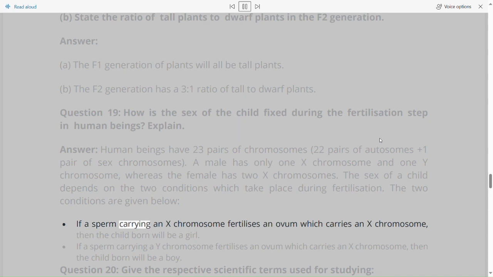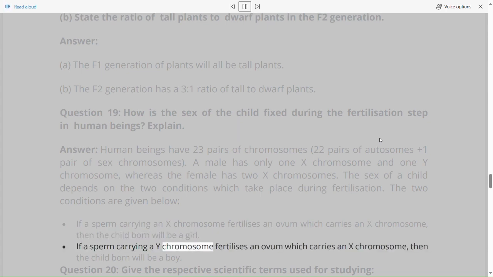If a sperm carrying an X chromosome fertilizes an ovum which carries an X chromosome, then the child born will be a girl. If a sperm carrying a Y chromosome fertilizes an ovum which carries an X chromosome, then the child born will be a boy.